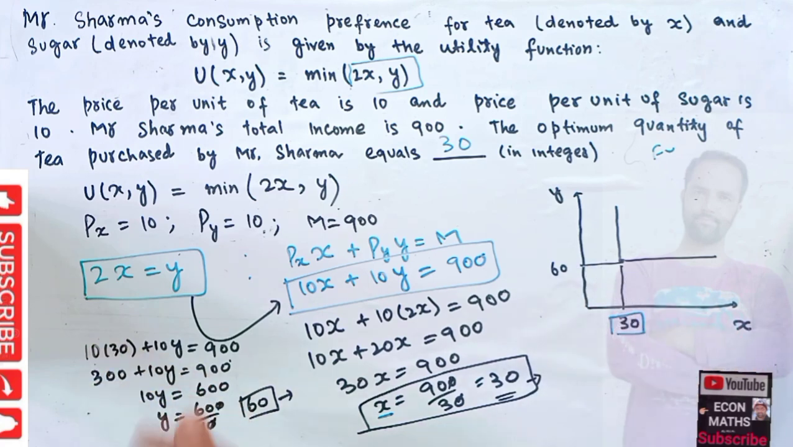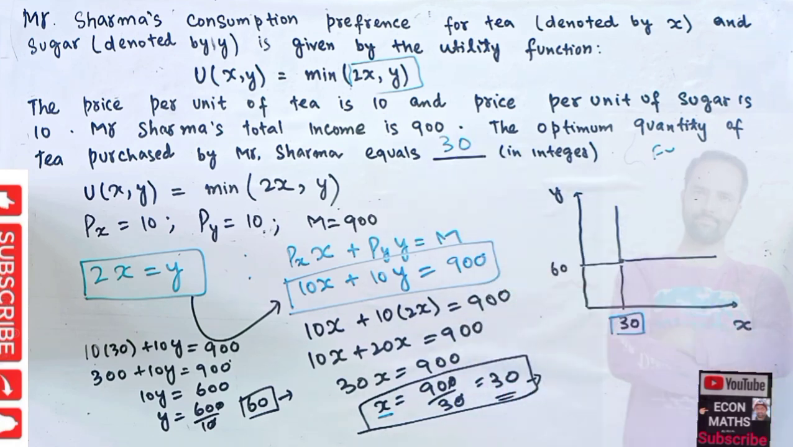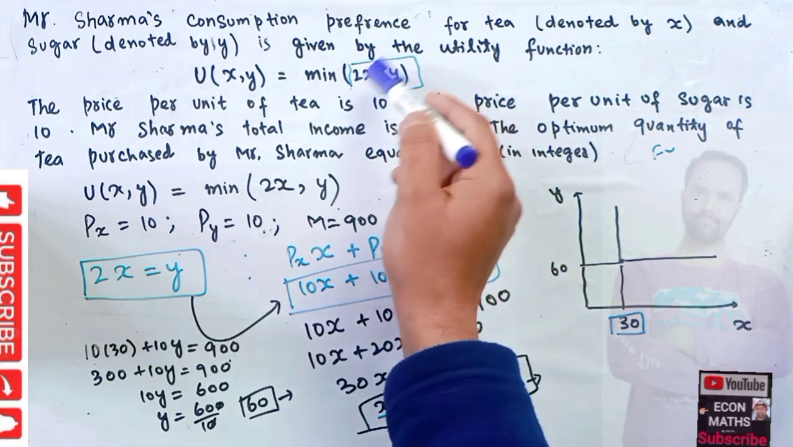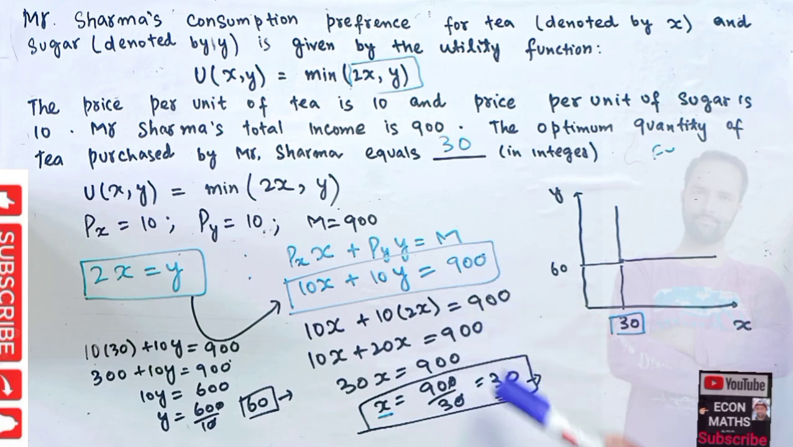Okay, so this is not necessary. We were told to find out only the optimal value of sugar, sorry, tea here. Okay, so simple thing, just equate the two things in the brackets, plug the value into the budget constraint to get the optimal values of x and y. Okay, so I have made the video on the Leontief production function or fixed proportion utility function. You can check also this.